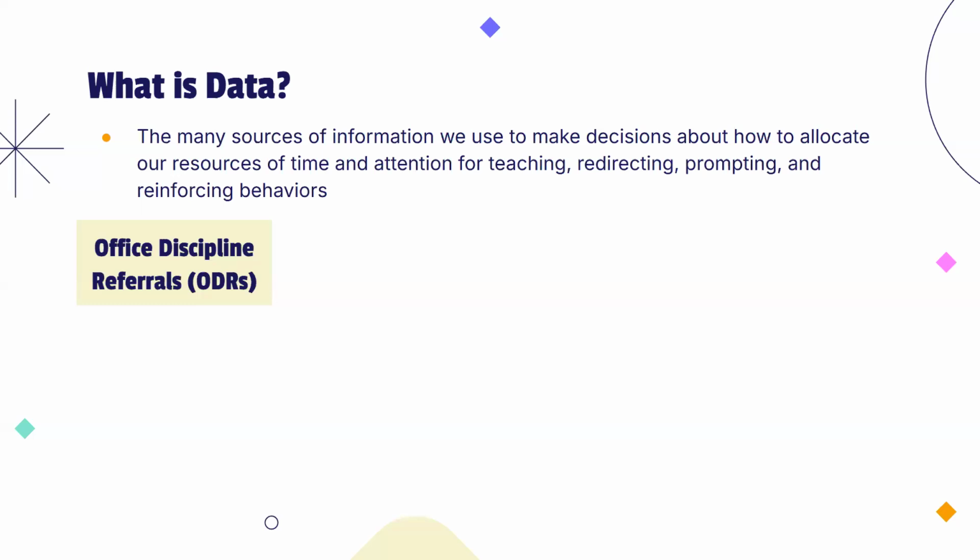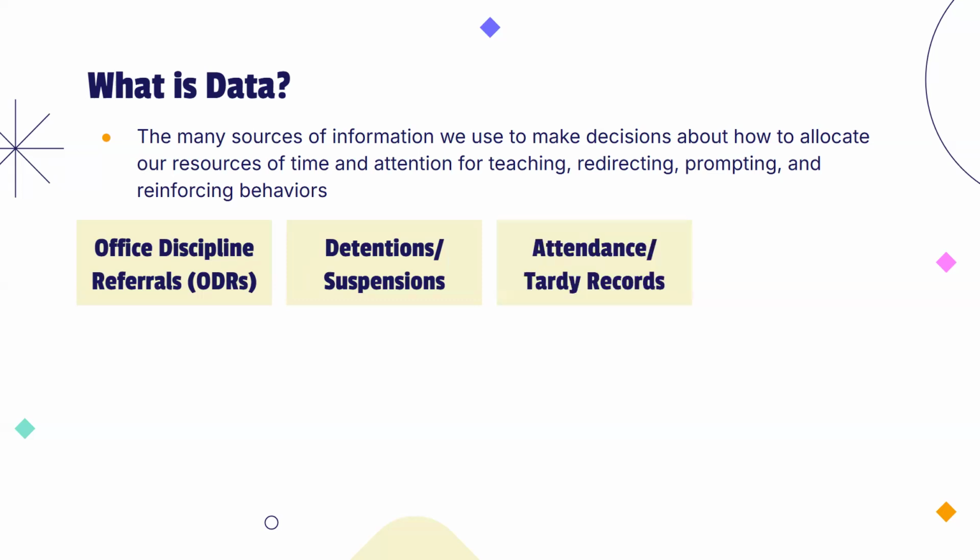The first one is office discipline referrals, or those write-ups of the inappropriate behaviors that we tend to see in our school setting. Detentions and suspensions is the next form of data. We realize that a lot of times elementary schools do not readily hand out detentions and/or suspensions nearly as often, but this does come into play in the middle school and high school setting.